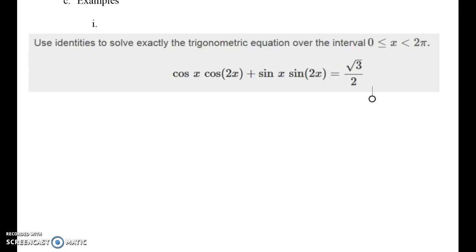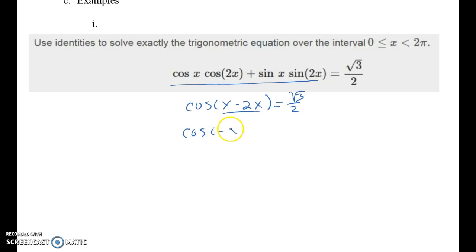So the first one I see here, I've got cosine times cosine, sine times sine. I'm seeing that that looks like something I've been doing before. And so right here, we're going to use our difference formula to clean this up. So instead of listing everything out here on the left, this is actually your difference formula, and it's cosine of x minus 2x equal to the square root of 3 over 2. Simplify up right here. This gives me cosine of negative x equal to square root of 3 over 2. And based off the even and oddness of cosine, I can deal with this negative angle, and this is actually equivalent to cosine of x.